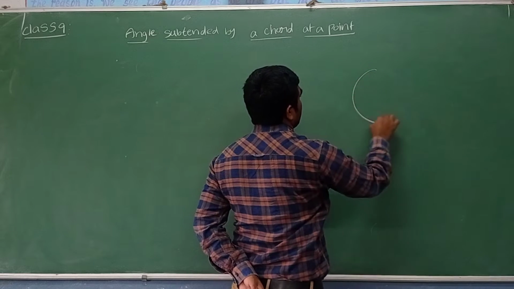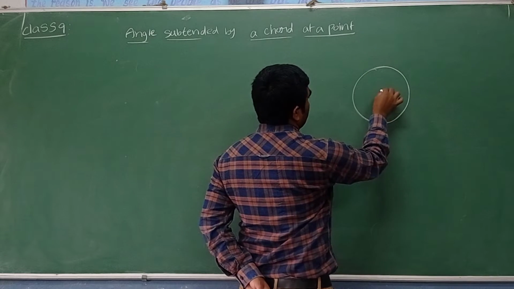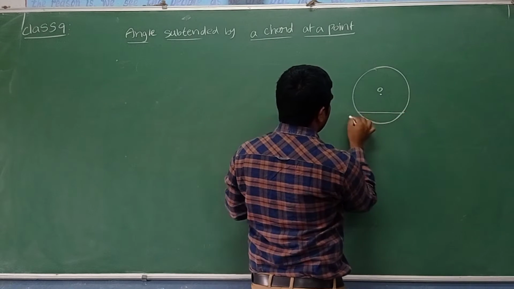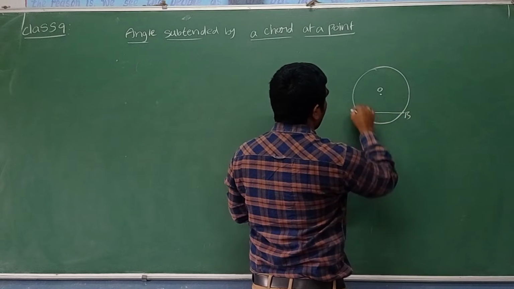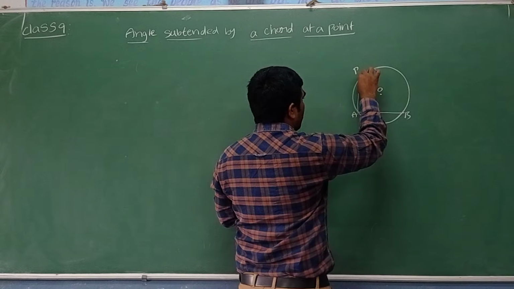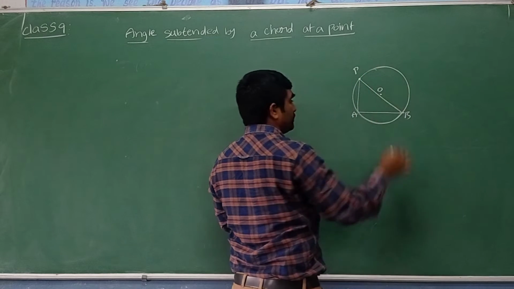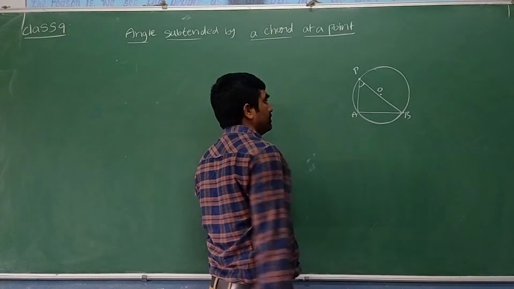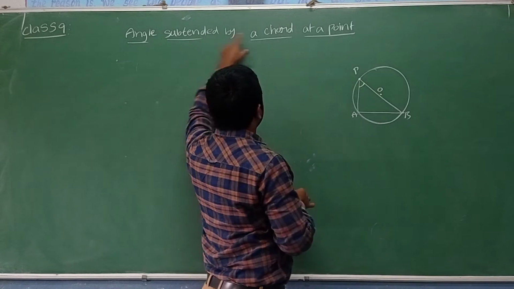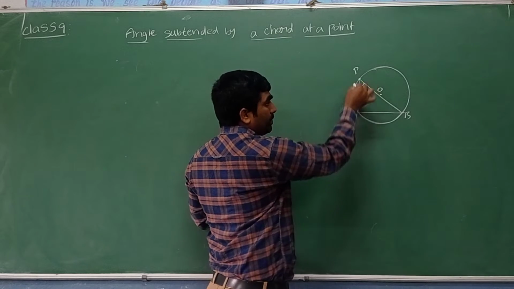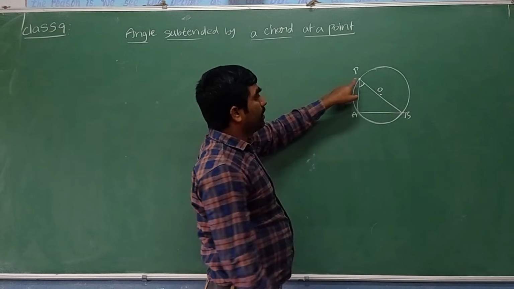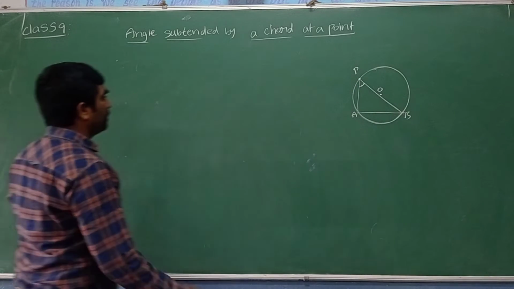See, let me take a circle with center O and we need one curve. Let me take one curve AB. On the boundary, let me take one point P here. Now join AP and BP. Now this is the angle which is called the angle subtended by a curve. This is the angle made by the curve AB, the angle subtended by the curve AB at a point P.